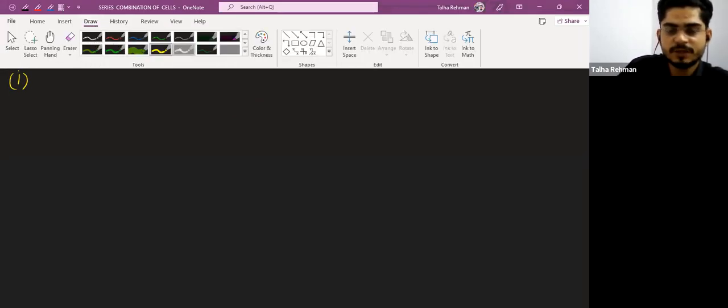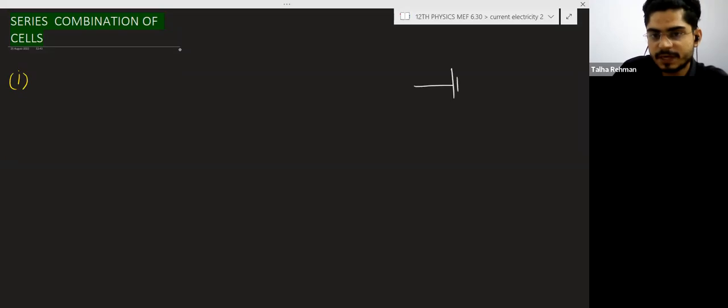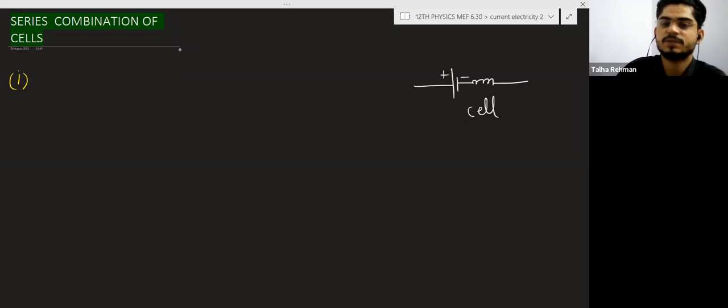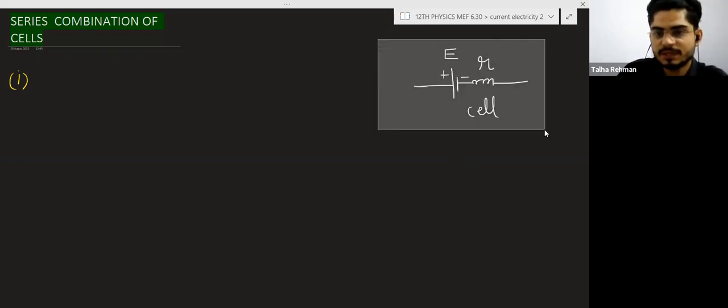And I want to clear one thing. Cell is represented like this. This is the representation of a cell. This is the positive terminal of the cell. The smaller line is the negative terminal of the cell. So I am connecting cells in series. Suppose E is the EMF of the cell, R is the internal resistance of the cell. So this is the representation of a cell.